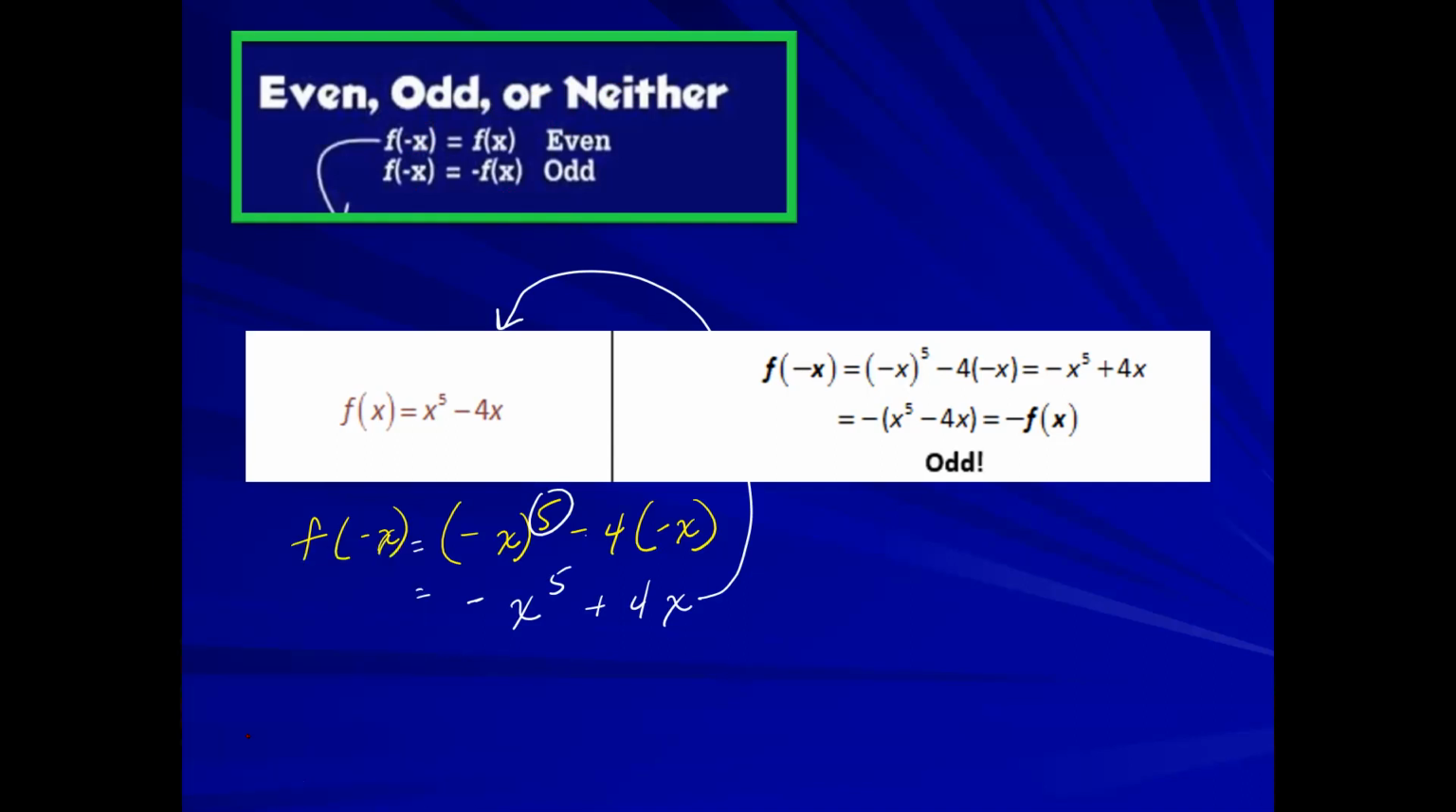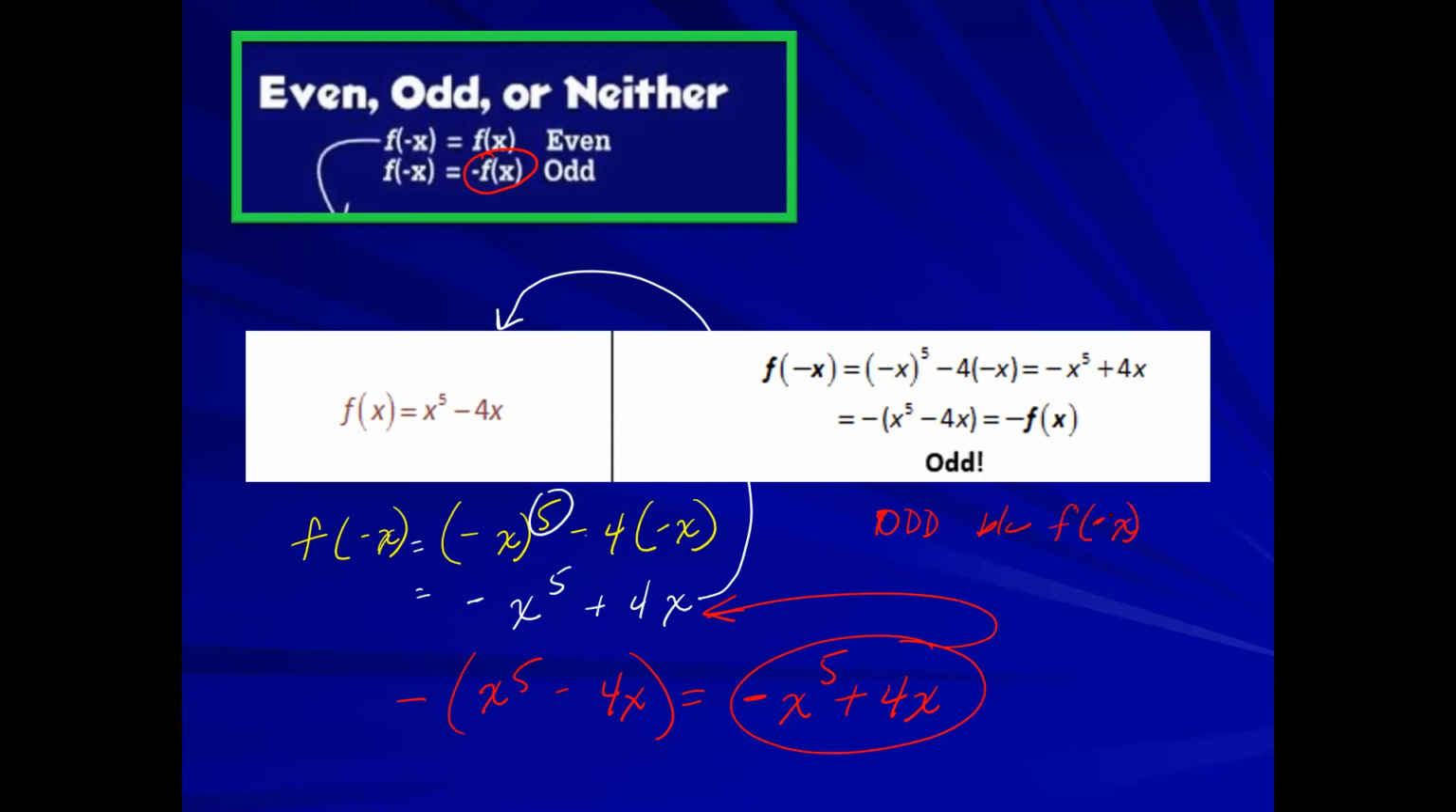So then I ask myself, if it's not the original, is it going to be a negative y value or a negative f of x? Well, it would be, because if I have x to the 5th minus 4x, and then I times it by a negative, it will give me a negative x to the 5th plus 4x, which in turn would match what I have. So I would say it is odd because when I replace the x in f of x with a negative x, it resulted in a negative f of x, which is negative x to the 5th plus 4x. So check.